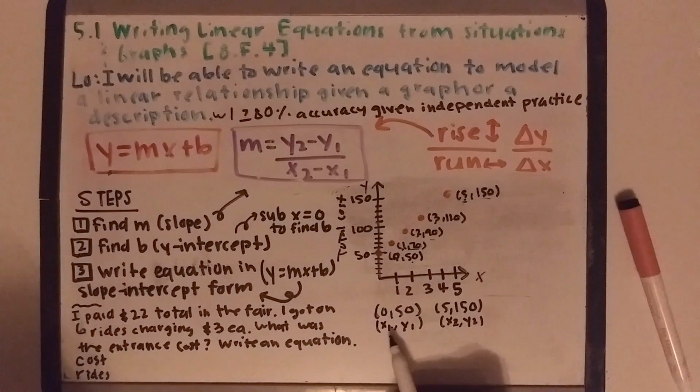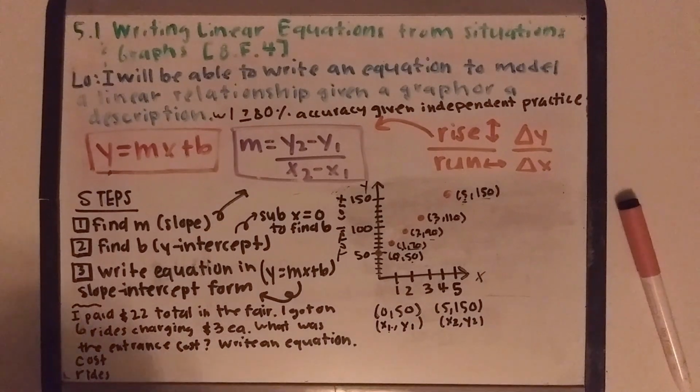Do not change that, and then just make sure that the numbers match in the same order pair. Do not go like x1, y2. That's wrong. Okay, so they have to be matching.